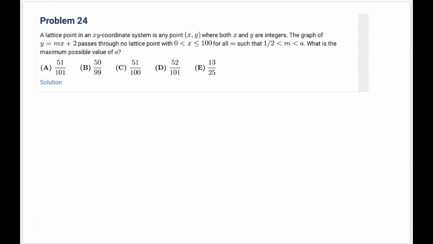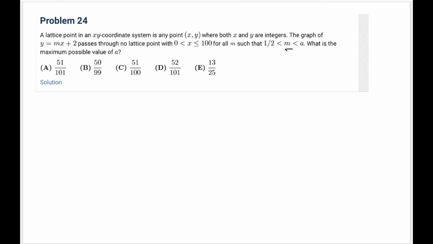Number 24. A lattice point in an xy coordinate system is any point (x, y) where both x and y are integers. The graph of y equals mx plus 2 passes through no lattice point with x greater than 0 and less than or equal to 100 for all m such that m is greater than a half but less than a. What is the maximum possible value of a?